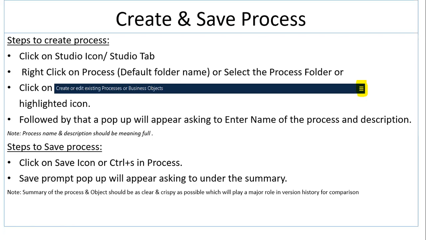Just click on that and a new pop-up will be prompted, which is new process. It will ask you to enter the process name. Just enter the process name and click next. It will ask you to enter a process description. Just give a meaningful description of what the process is created for and click finish. So this is a higher-level view of creating a new process. As soon as you create a new process, you can double click on the process name to open the process.